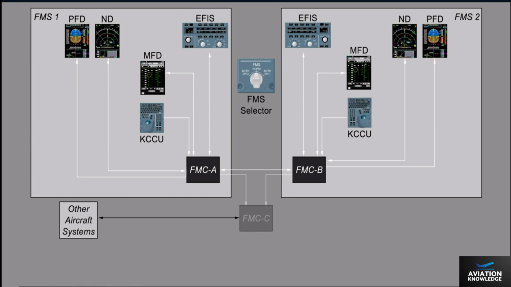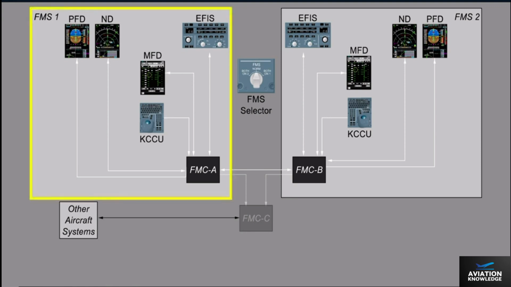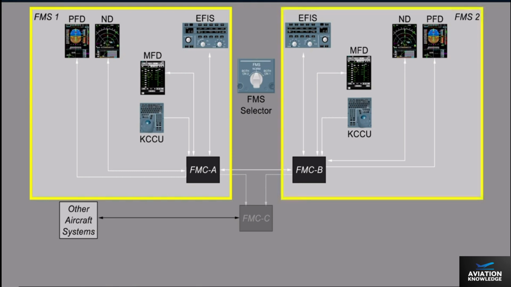There are two flight management systems. Flight Management System 1 is on the captain's side, and Flight Management System 2 is on the first officer's side. Each flight management system uses a computer referred to as the Flight Management Computer, FMC.